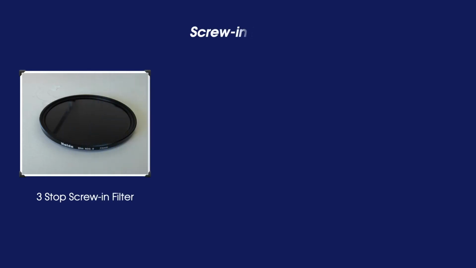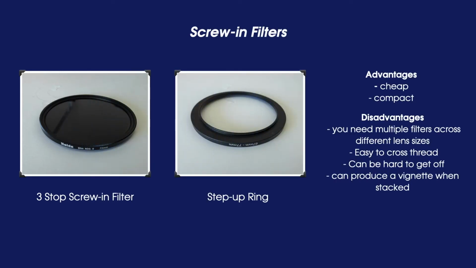We're now going to have a look at screw-in filters. These can be purchased for almost any lens diameter, with the exception of possibly fisheye lenses or where the lens hood is part of the lens. A good option when buying these filters is to buy the largest filter that fits the largest lens diameter that you have, and then buy step-up rings to match all your smaller diameter lenses.